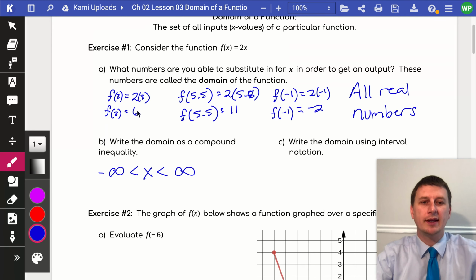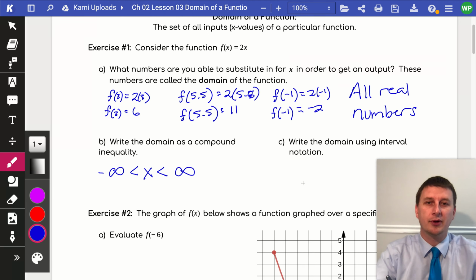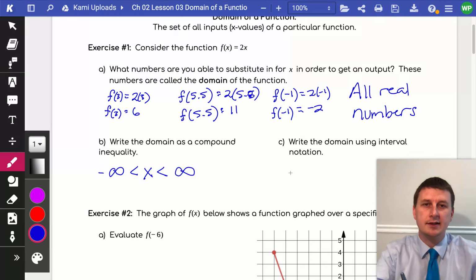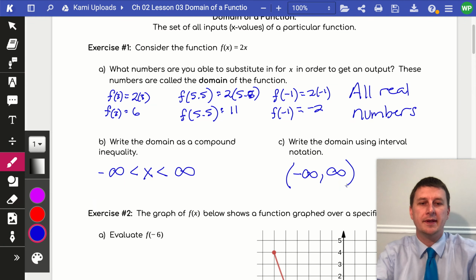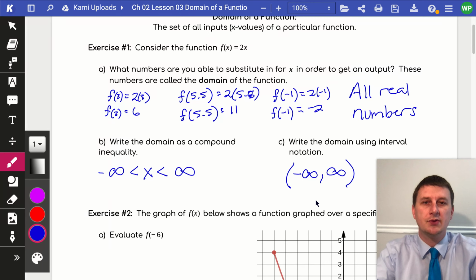And now it wants us to write that domain using interval notation, something else we talked about in previous lessons. So interval notation is when you use the parentheses or the brackets, and since we're not equal to here because we cannot be equal to infinity, we're going to use parentheses, negative infinity, comma, infinity, with another parenthesis. And these two things mean the same thing in parts B and C, just one is written as a compound inequality and the other is written as an interval.